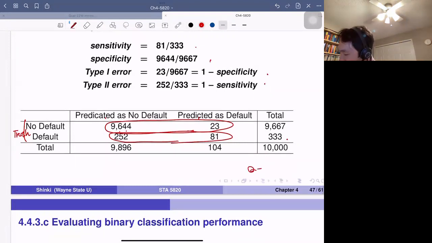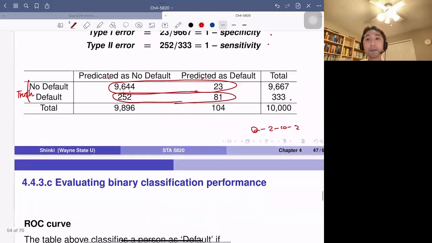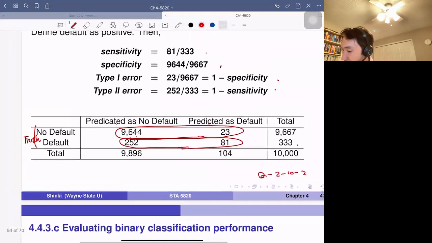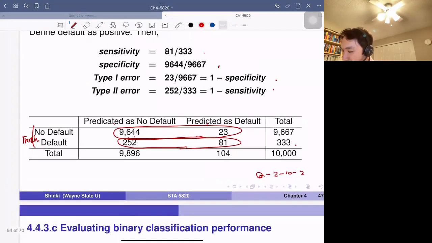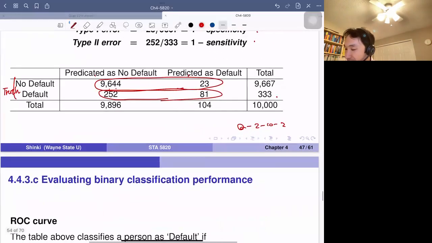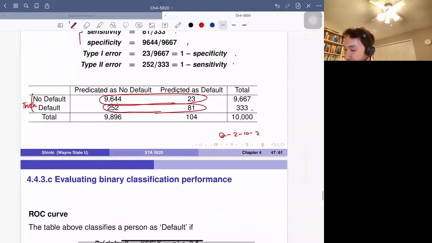One quiz similar to this. Any questions? So sensitivity and specificity are widely used in diagnostic medicine. Type 1 error and type 2 error are more statistical terms.